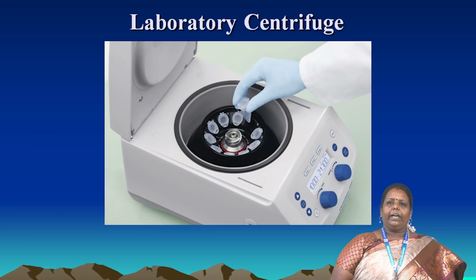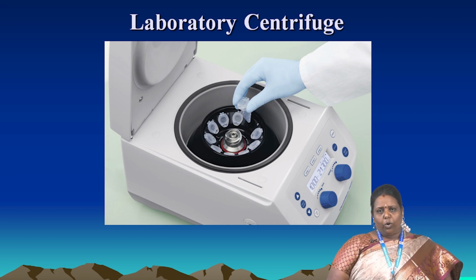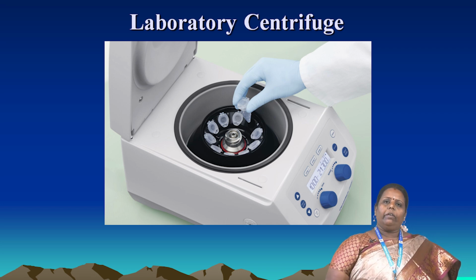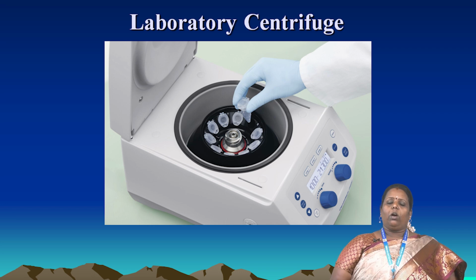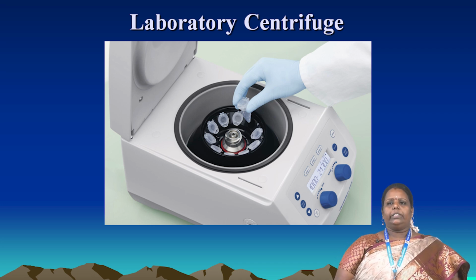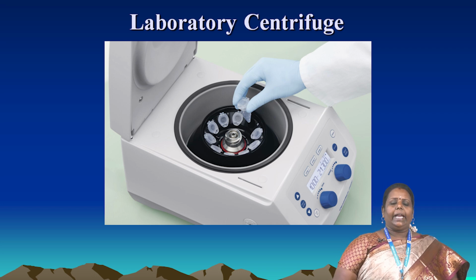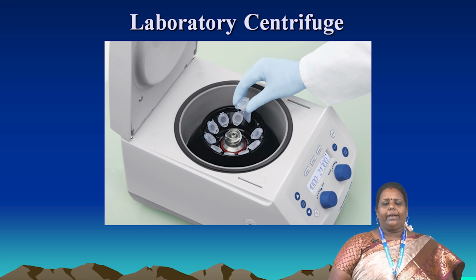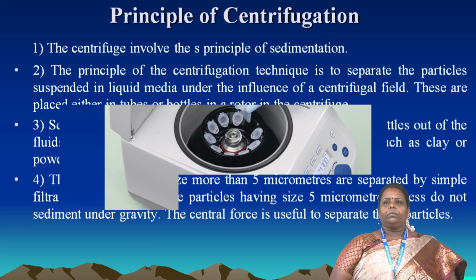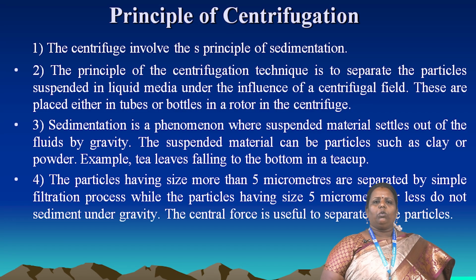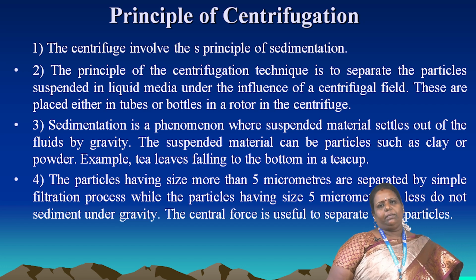This is the diagram of a laboratory centrifuge. After we homogenize the cell, we put it into the centrifuge tube. Then we close and switch on the centrifuge. It rotates once. After that we can see the supernatant and the pellet. These are the machines used for centrifugation. What principles do we follow in centrifugation? It involves the sedimentation process.